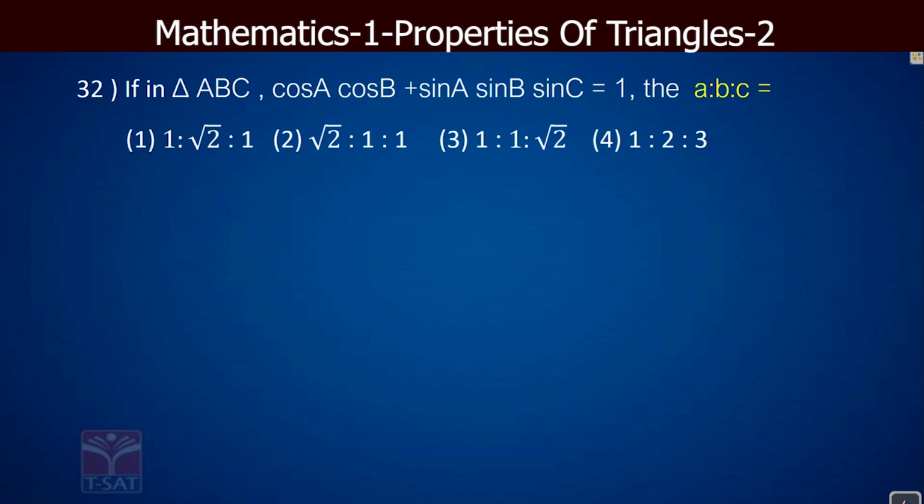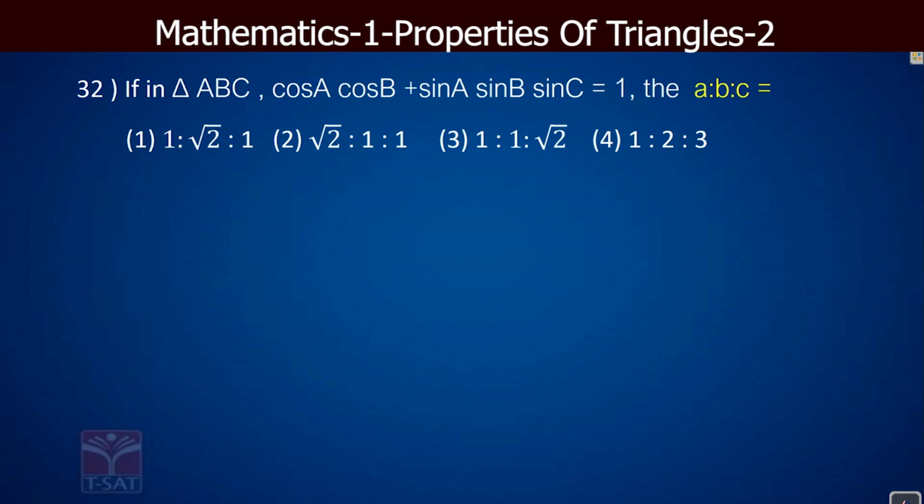If in triangle ABC, cos A cos B + sin A sin B sin C is equal to 1, then A:B:C, the ratio, is equal to: 1) 1:√2:1, 2) √2:1:1, 3) 1:1:√2, 4) 1:2:3.